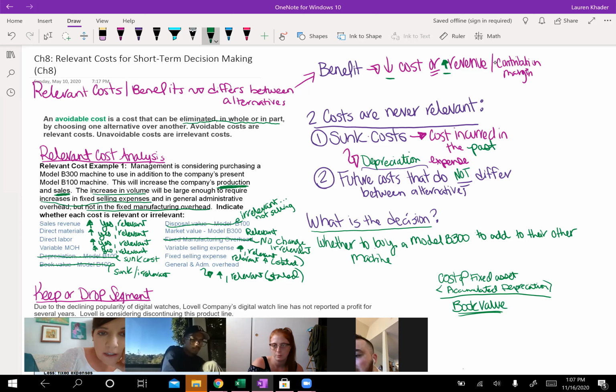So that was just an exercise to look through these. Now we're going to apply it to an actual problem. So we're going to look at a keep or drop analysis.